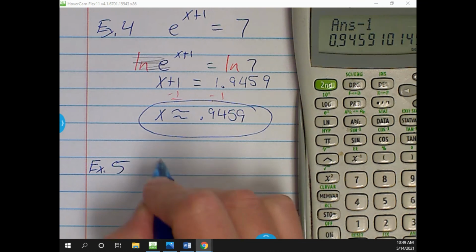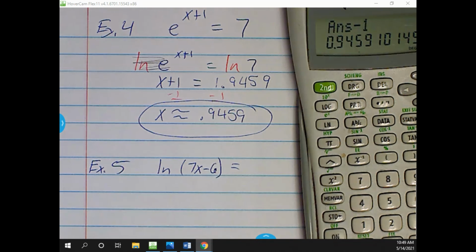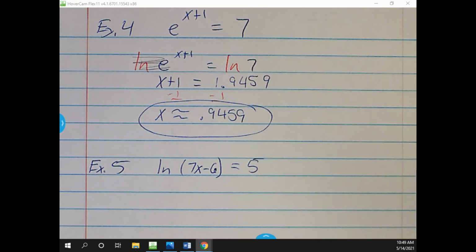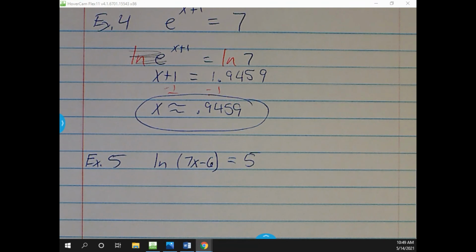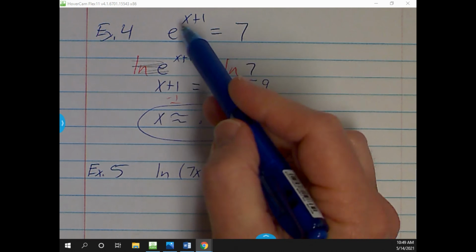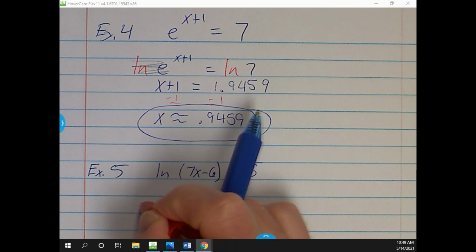Let's give you an ln on this one. Let's do ln of 7x minus 6 equals 5. Okay, so they give it E, take the ln. If you got the ln, got to rewrite it with E.